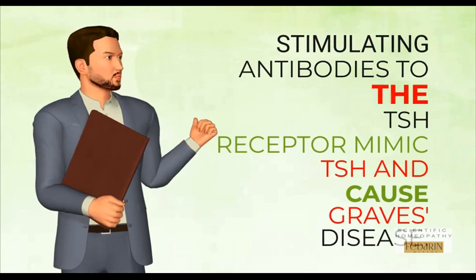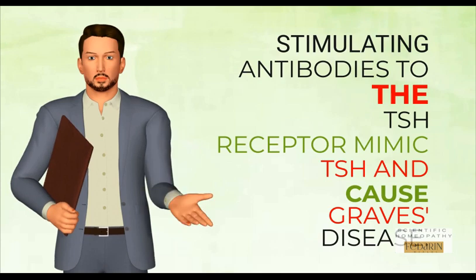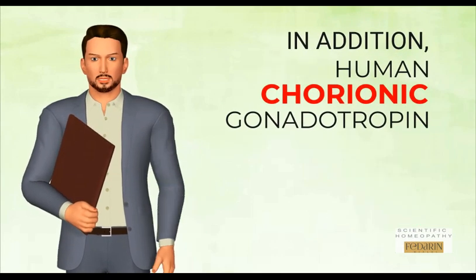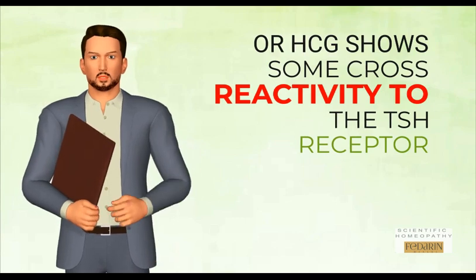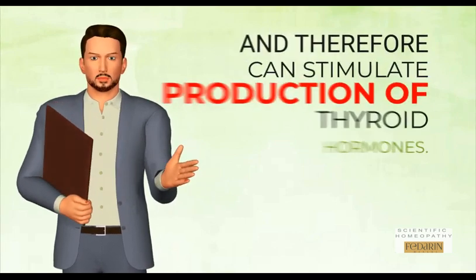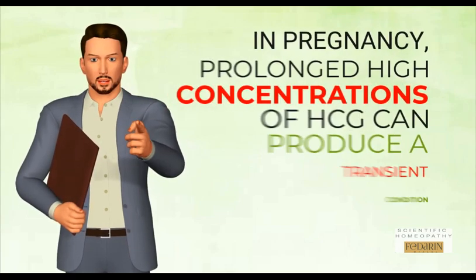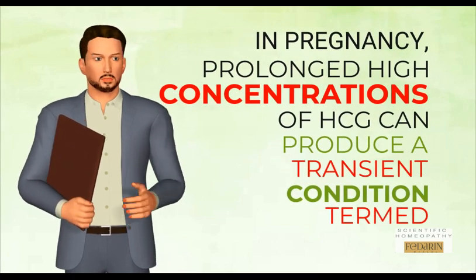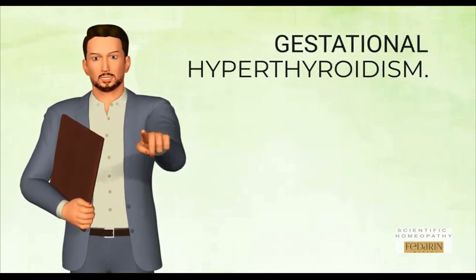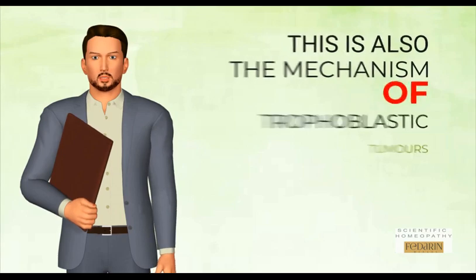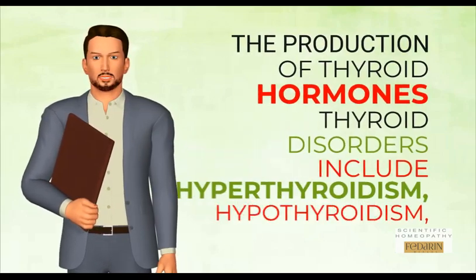Stimulating antibodies to the TSH receptor mimic TSH and cause Graves' disease. In addition, human chorionic gonadotropin, or HCG, shows some cross-reactivity to the TSH receptor and therefore can stimulate production of thyroid hormones. In pregnancy, prolonged high concentrations of HCG can produce a transient condition termed gestational hyperthyroidism. This is also the mechanism of trophoblastic tumors increasing the production of thyroid hormones.